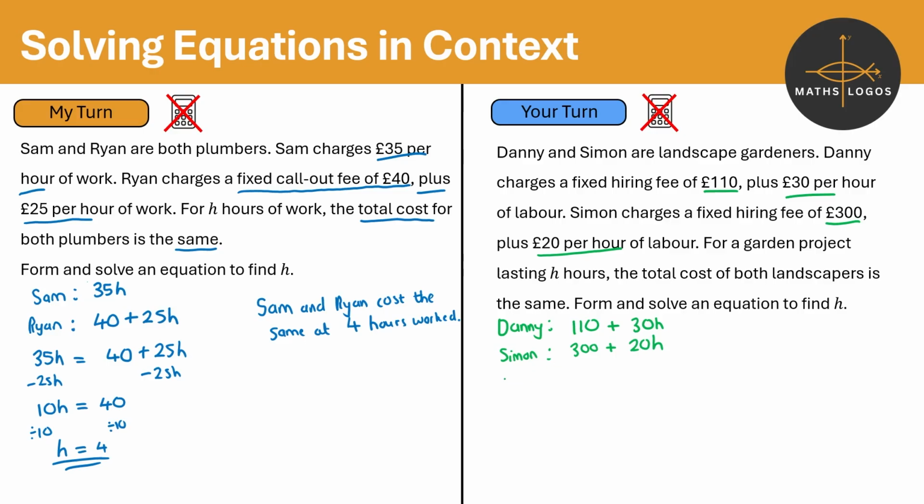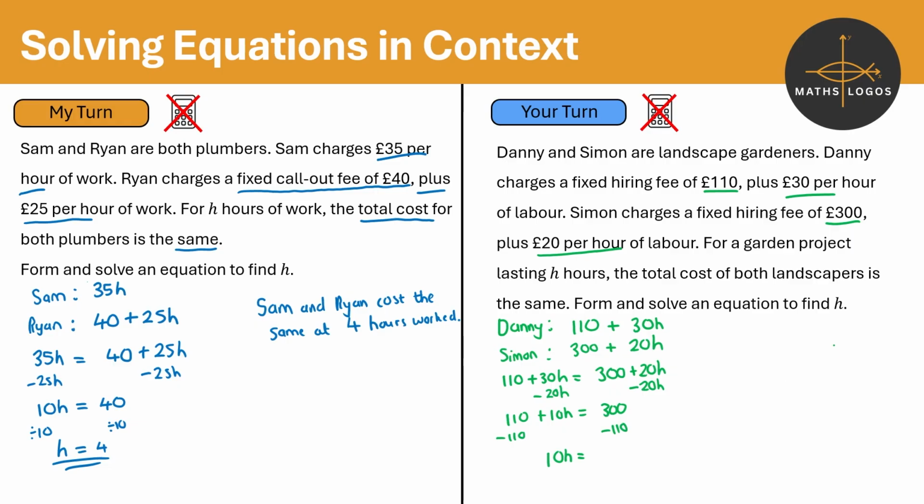We then want to set these equal to each other. So 110 add 30h is equal to 300 add 20h when they cost the same. I then want to bring over my h terms to my left-hand side because that's where there's more of them. So I'll take away 20h from both sides. That's going to leave me with 110 add 10h is equal to 300. Then subtract your 110 from both sides to get your h's on one and your numbers on the other. That leaves me with 10h on the left-hand side.